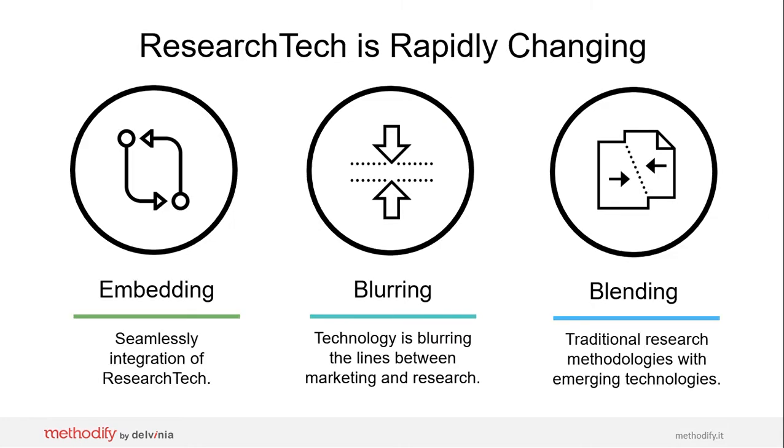And this is where we get into this idea of embedding, blurring, and blending again. Embedding, this idea of seamlessly integrating research tech, is super important because you want to make sure it's not bumpy. This idea of blurring: sometimes things aren't just about the research themselves, they're about marketing too. And blending: how do we take all these companies together and put them in a non-traditional sense versus a traditional sense. And I'll talk about each one as an example.